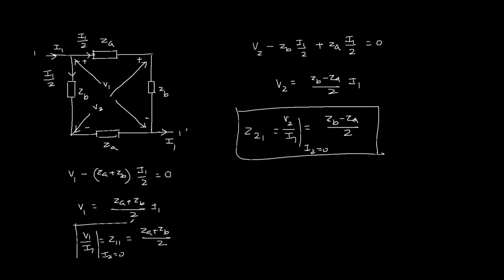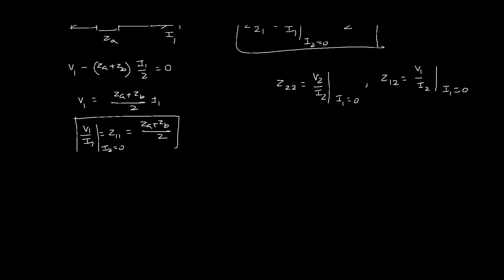Now we have two parameters, Z11 and Z21, and to find the other two Z parameters, Z22, which is V2 by I2, we will make I1 0. Similarly, we can also find Z12, which is V1 by I2, by making I1 0. So let's make I1 0.